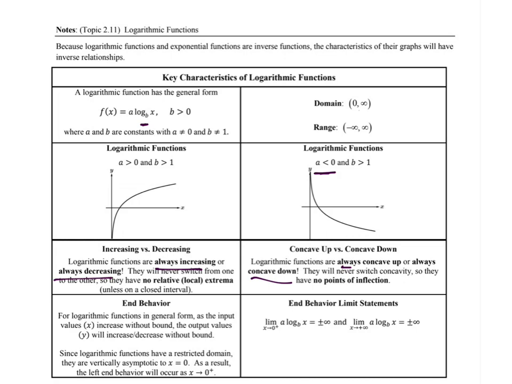End behavior is going to be very similar. You're either going to have an end going to positive or negative infinity, or, actually, these ends don't ever go to 0. It says, since logarithmic functions have a restricted domain, they are vertically asymptotic at x equals 0. As a result, the left end behavior will occur as x goes to 0. So instead of having one of your tails go to 0, you're going to have the limit go to 0.